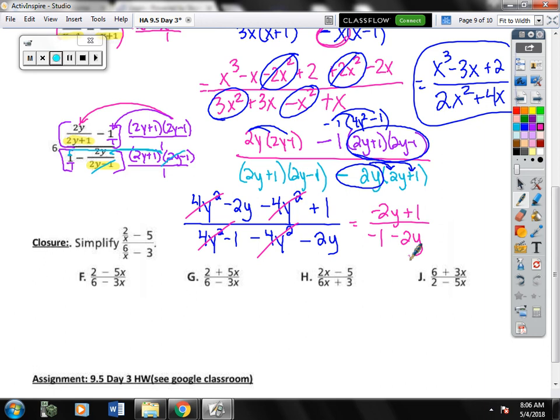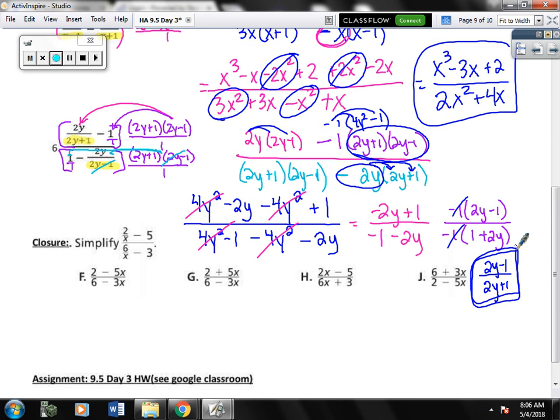You could factor out a negative 1 in the top and the bottom if you wanted to, which will get you 2y minus 1. And if I factor out a negative 1 in the bottom, I would get 1 plus 2y. And then our negatives will cancel out, so I'd be left with 2y minus 1 over 2y plus 1. And the only reason I'm showing you that is that on your answer key, a lot of times they do that. So in case you get a final answer, and yours is like this and theirs is like this, hopefully you can realize they're the same thing.